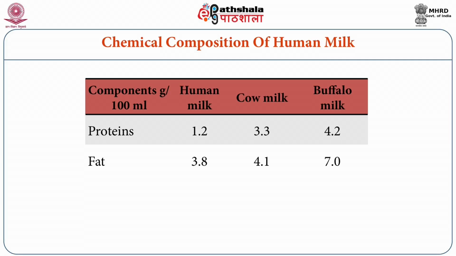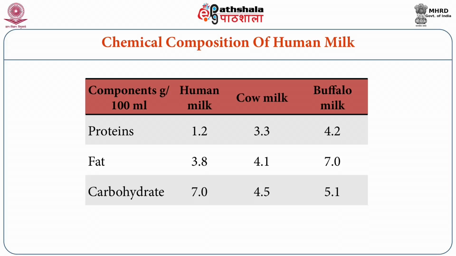The fat percentage of human milk is almost at par with that of cow milk, but buffalo milk has very high concentration of fat. The carbohydrate content, that is lactose, present in human milk is around 7%, which is very high compared to cow milk and buffalo milk, in which lactose content or carbohydrate content is in the range of 4.5 to 5.1%.